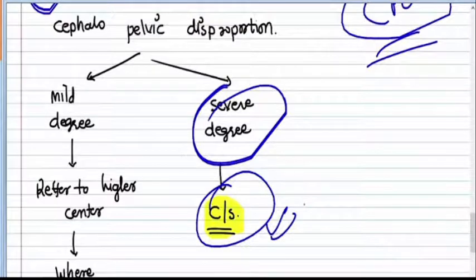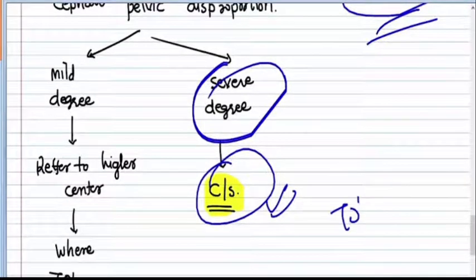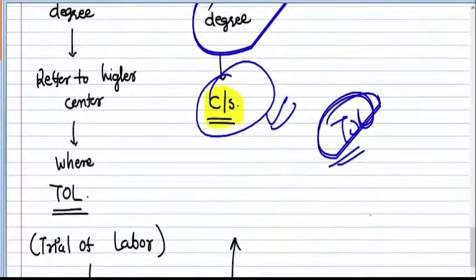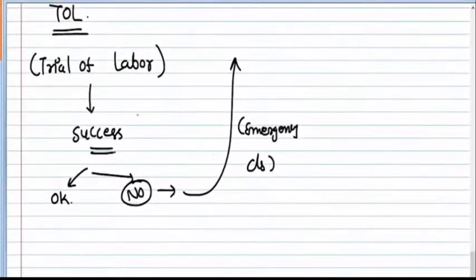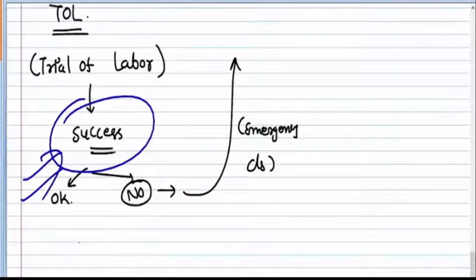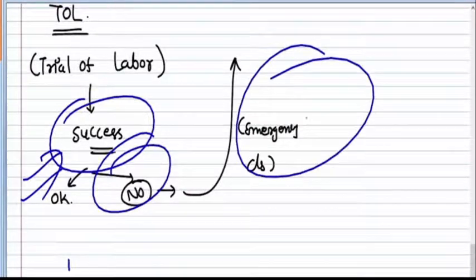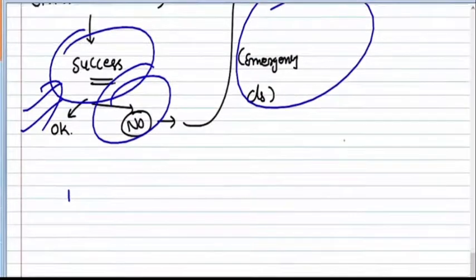Because when you give a trial of labor, that is called TOL, if anything goes problematic, if the labor progress is stopped, then you can go for emergency cesarean section. That's why you refer to a higher center, or this kind of delivery should only be done in a higher center. If it is a success, then it's okay. If it is not, emergency cesarean section should be done. So this was the obstetric examination.